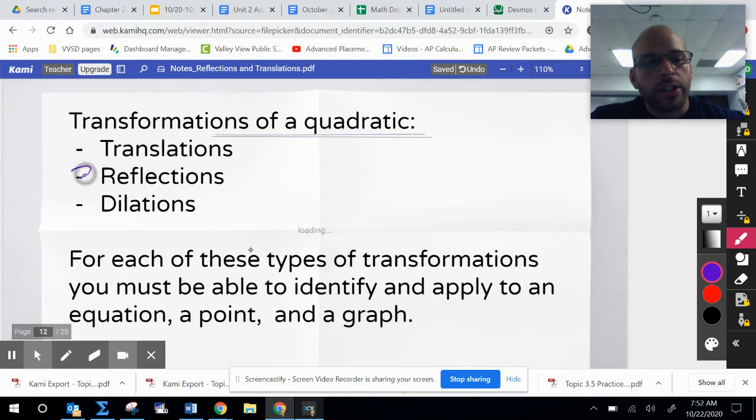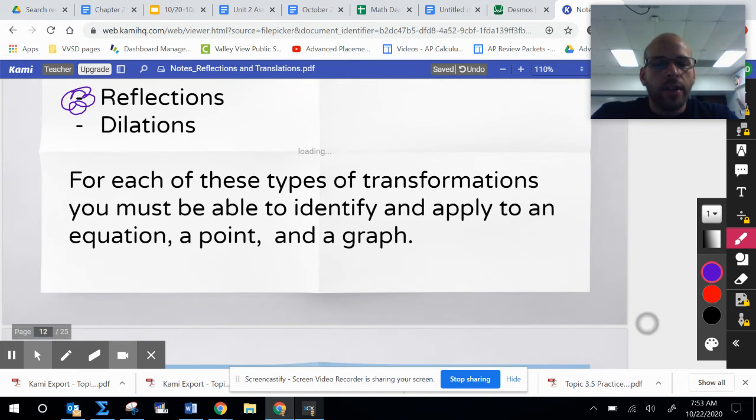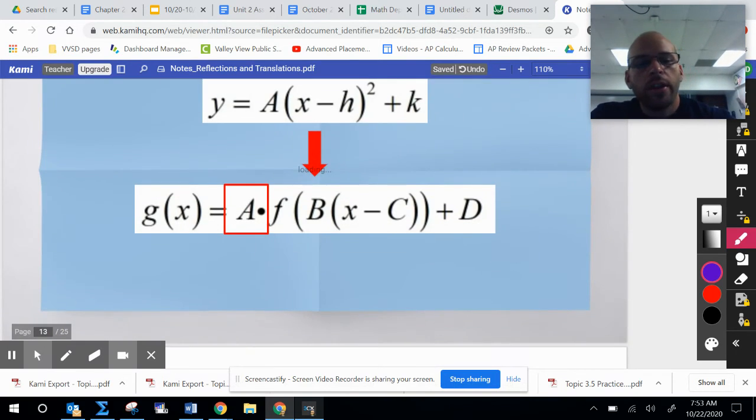So let's talk about these reflections, right? How can I identify a reflection? How can I apply it? That's kind of the idea, right? So the reflections that we're going to talk about today come from this a value, come from in front.